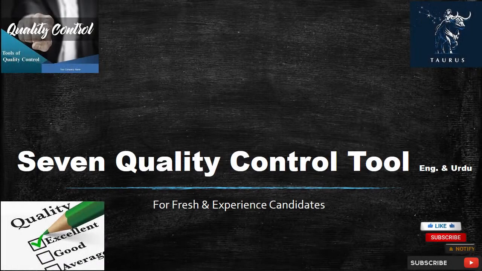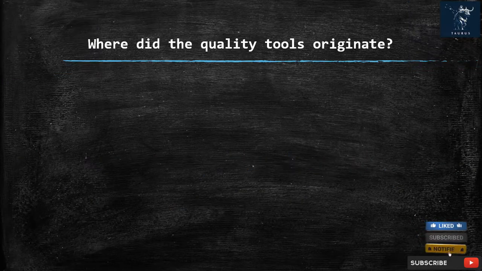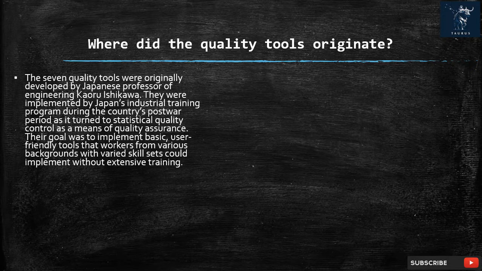7 Quality Control Tool for Fresh and Experienced Candidates. Where did the quality tools originate? The 7 quality tools were originally developed by Japanese professor of engineering Kaoru Ishikawa. They were implemented by Japan's industrial training program during the country's post-war period as it turned to statistical quality control as a means of quality assurance.